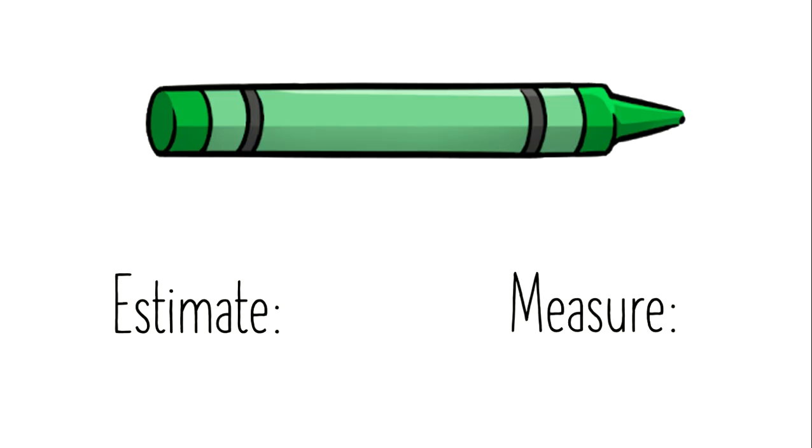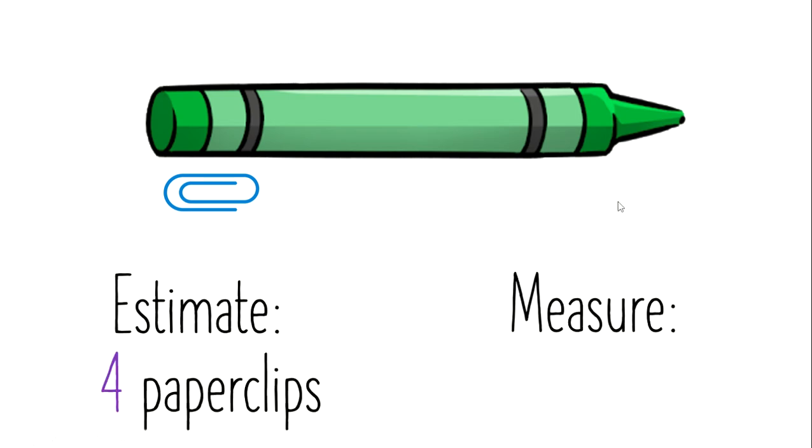Examples. So here I have a crayon, a green crayon, and we're going to be estimating and measuring its length, how long it is. So I have one paper clip here, and I'm going to look at this one paper clip. I'm going to see how many paper clips I think would measure the length of this crayon. How many do you think? Okay, I think it's going to be about 4 paper clips long.